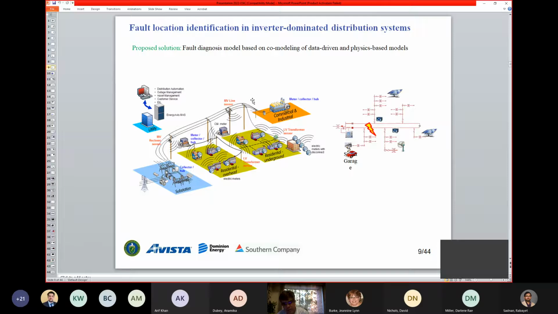and we are working with three main utilities in different parts of the US. At Avista, in the Northwest, we have Dominion Energy in the Northeast, and we have Southern Company in Atlanta. These are different geographical places, and we will implement all of these algorithms. The whole project has many different components, but the component related to our group is how to identify the exact location of the fault, and we will prove everything using experimental data.